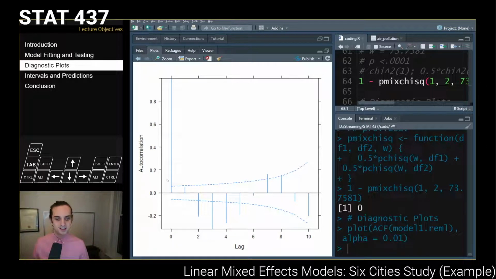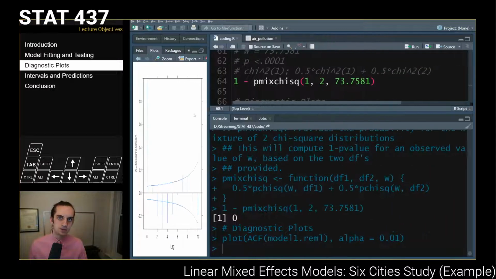Now, if you haven't taken a time series analysis course yet, it might not be clear what we're looking at. But essentially, we want to see that no lags here, except for this lag at 0, this bar that's jutting up, go outside of these confidence bands. And we can see that very clearly. We do have lags popping outside of these confidence bands. And what that would seem to suggest is that we have an independence assumption violation.